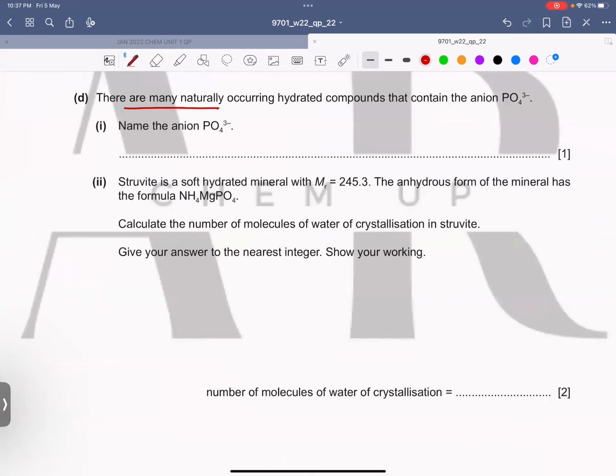There are many naturally occurring hydrated compounds that contain phosphate ions. Name the anion phosphate. Okay, I have told you. If it's a phosphate, how would I name it? It's phosphate, and in redox we would discuss the naming. If you work on the phosphate, you are going to find that there is a +5 oxidation number on phosphorus over here. So we would write phosphate(V) ion. Is this clear?